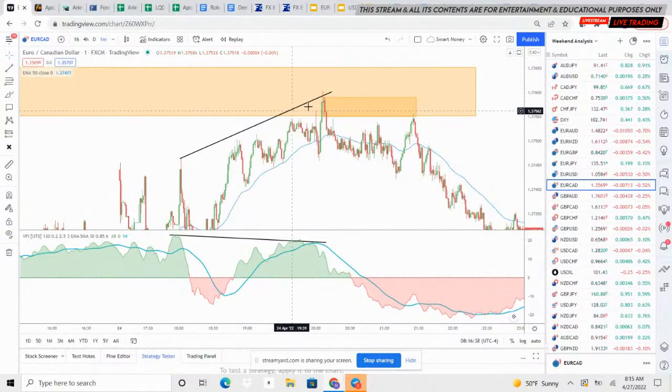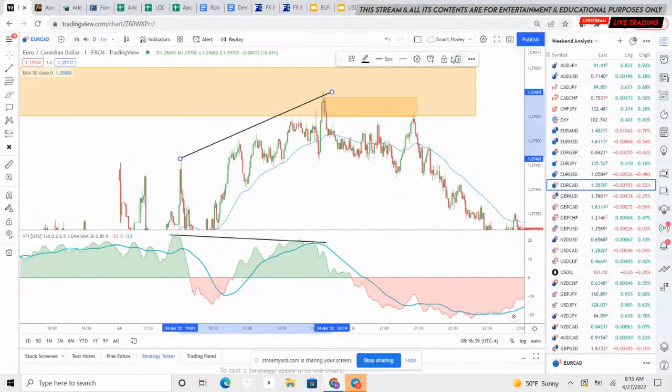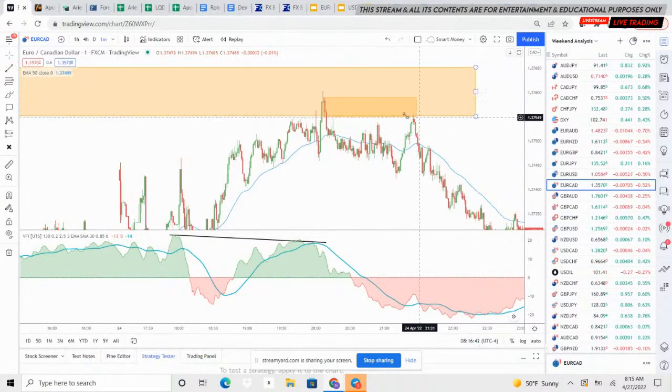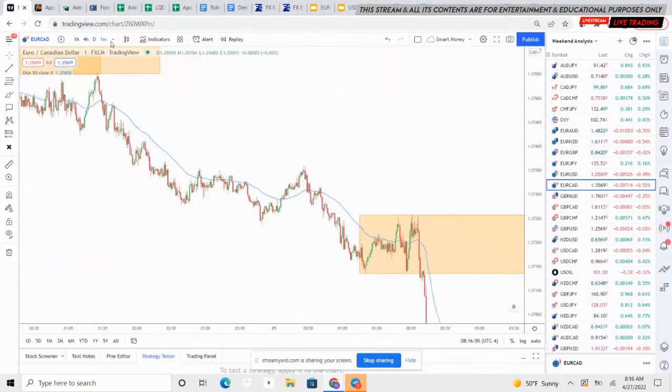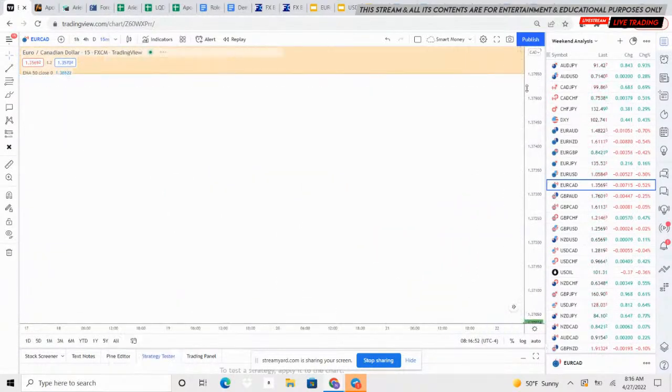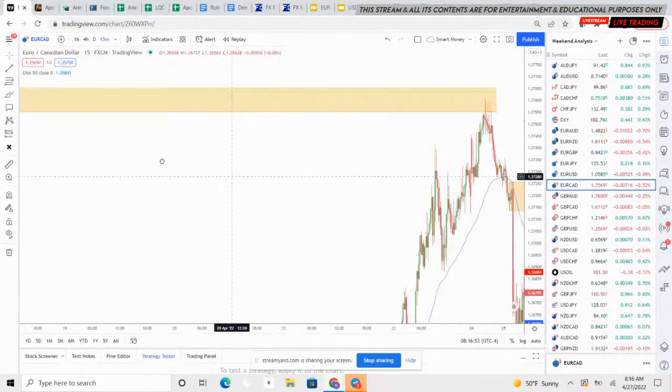We're moving short. So that's how you utilize volume divergence, and that's how you can get huge risk to rewards simply just looking for what I just told you. So that's Eurocad. I'm going to go over now to more recent price. Let's see where we're at.